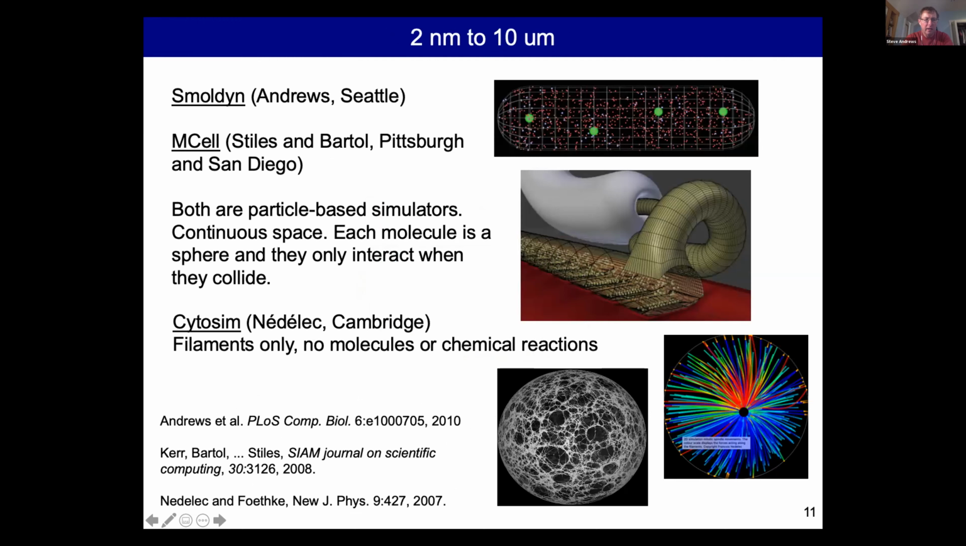Next scale up is 2 to 10 microns: Smoldyn and MCell are very similar. Both are particle-based simulators, which is a continuous space simulation with particles that diffuse in the space. When they collide, they react. And they can hit surfaces and do things with surfaces. Smoldyn has a bit better physics than MCell. MCell has much better graphics.